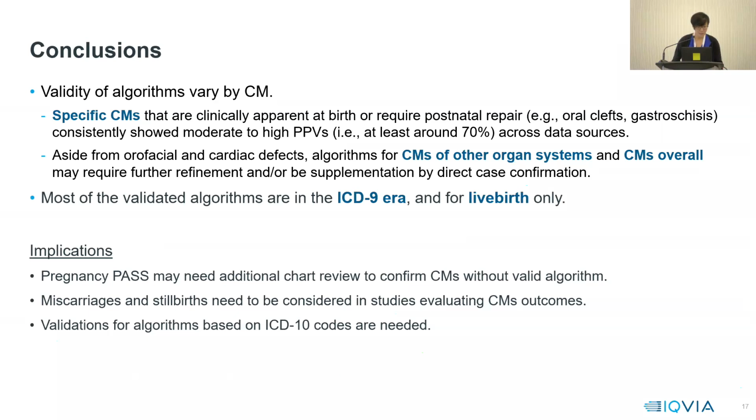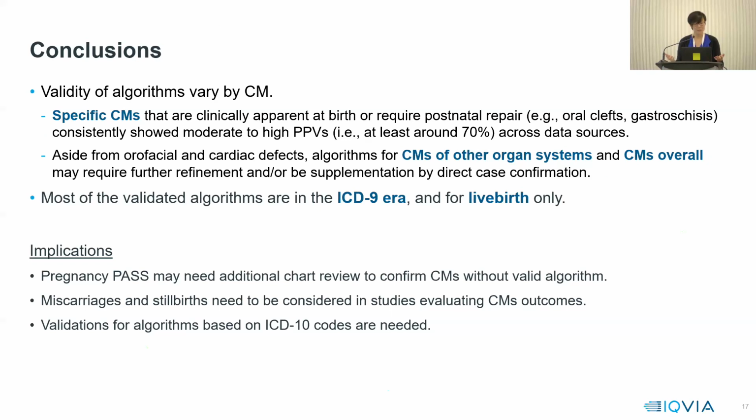So, conclusions. Like we have talked about throughout, the validity of the algorithm varies by the congenital malformation. We are talking about specific CMs that are clinically apparent at birth or require postnatal repair, consistently showing moderate to high PPV, which we took an arbitrary cut at around 70% across different databases. And aside from the orificial and cardiac defects, which consistently show relatively high PPV, algorithms for CMs of other organ systems or CM overall may require further refinement or to be supplemented by a direct case confirmation.